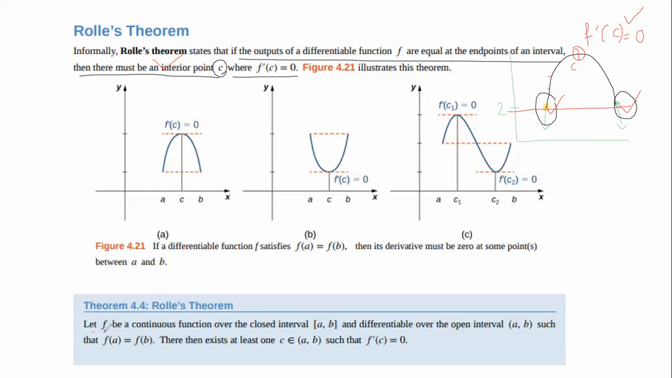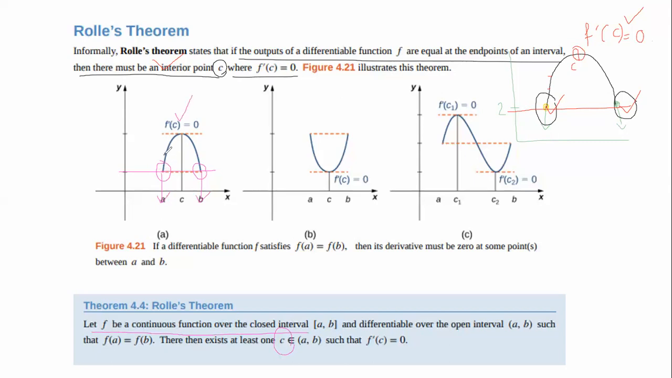So this is again, let f be a continuous function over the closed interval. Let us say this is A and B, the starting point and ending point, and differentiable over the open interval such that f of A, this means that the value of the function at A equals the value of the function at B. So there exists at least one C, where C is a member of (A, B), that is, C lies within this range. So the derivative at that point must be equal to 0.